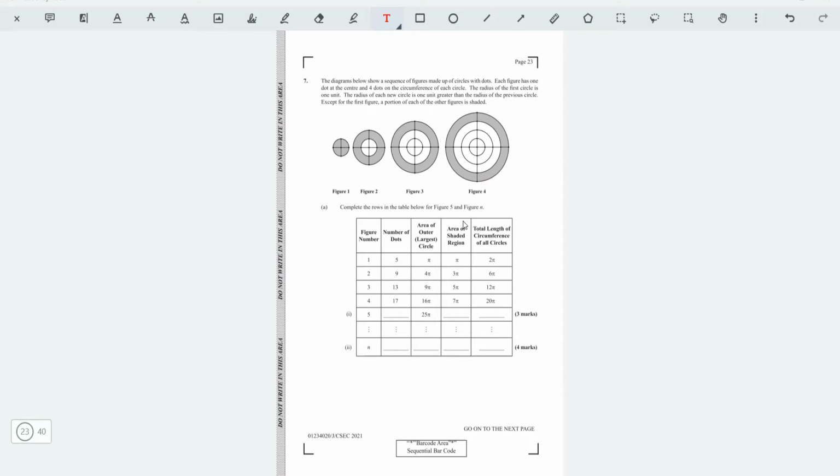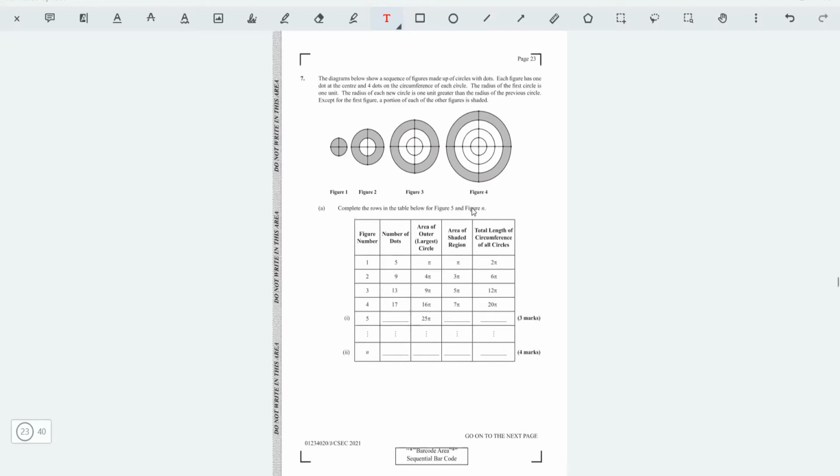It says the diagram below shows a sequence of figures made up of circles with dots. Each figure has one dot at the center and 4 dots on the circumference of each circle. The radius of the first circle is 1 unit. The radius of each new circle is 1 unit greater than the radius of the previous circle. Except for the first figure, a portion of each of the other figures is shaded. Then they give us the table.